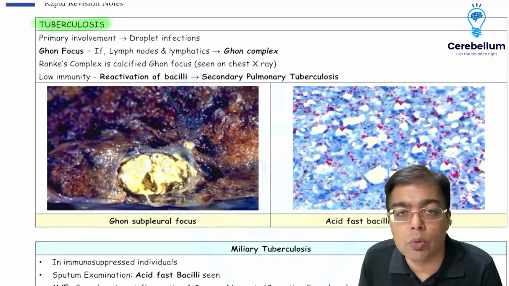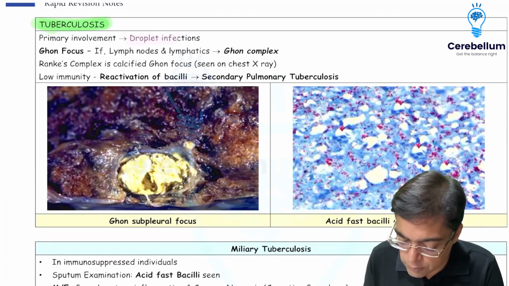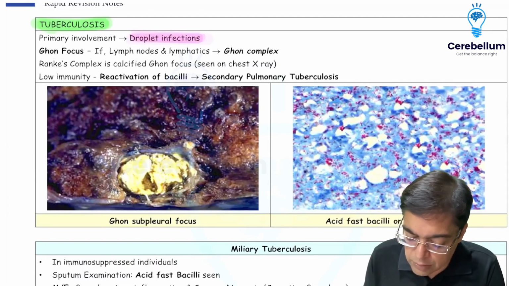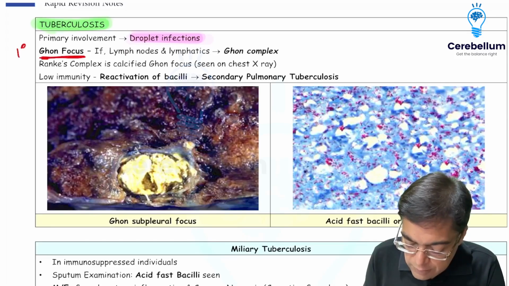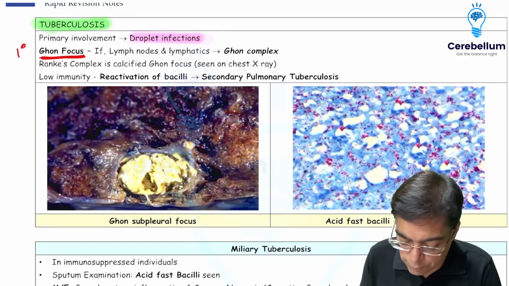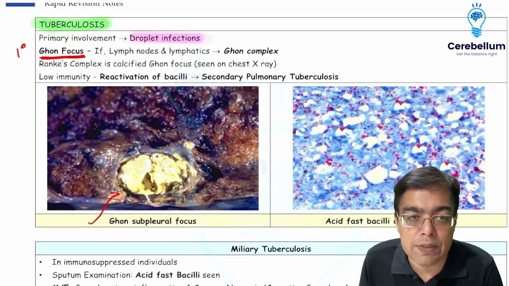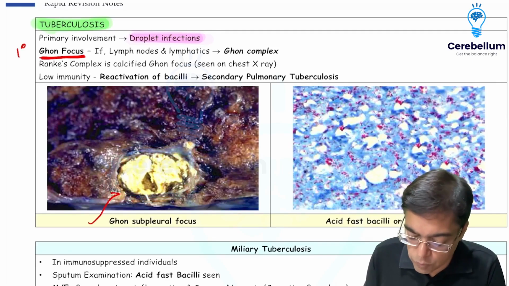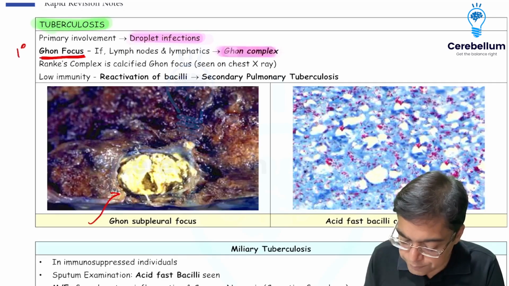If we are talking about the mode of transmission of tuberculosis, that happens to be because of droplet infection. Patients with primary tuberculosis are going to have the formation of a focus that is given the name of Ghon's focus. If you have a subpleural lesion, that is what you can see in the gross image over here as well, and we take into account the draining lymphatics as well as the lymph nodes, then this is going to be associated with the term the Ghon complex.